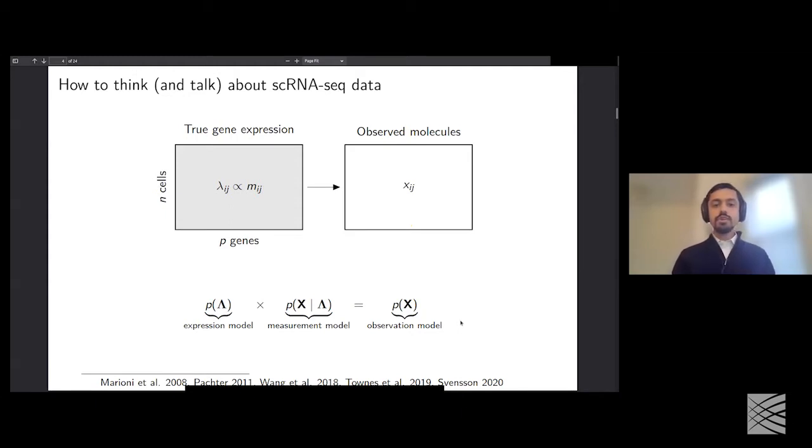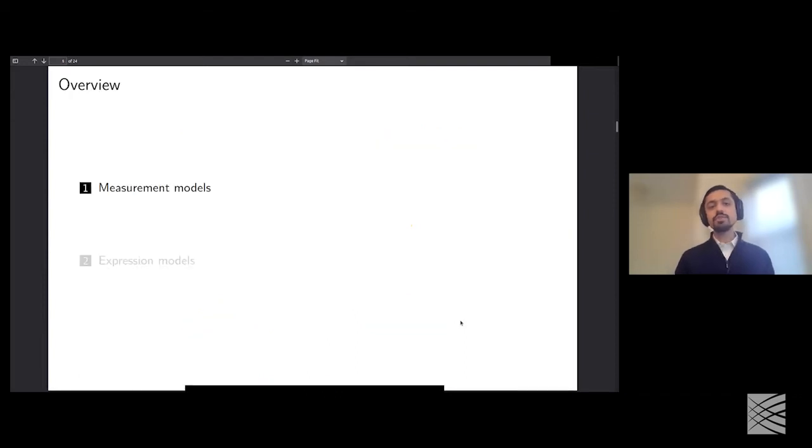So in this talk, I'm going to focus on these two aspects, measurement models and expression models. And I'm going to begin by talking about a simple proposal for a measurement model that we think applies to many different experimental protocols for performing single-cell RNA sequencing, and that we think is a useful simplification that we should all be using as a starting point for developing methods and models for this kind of data.